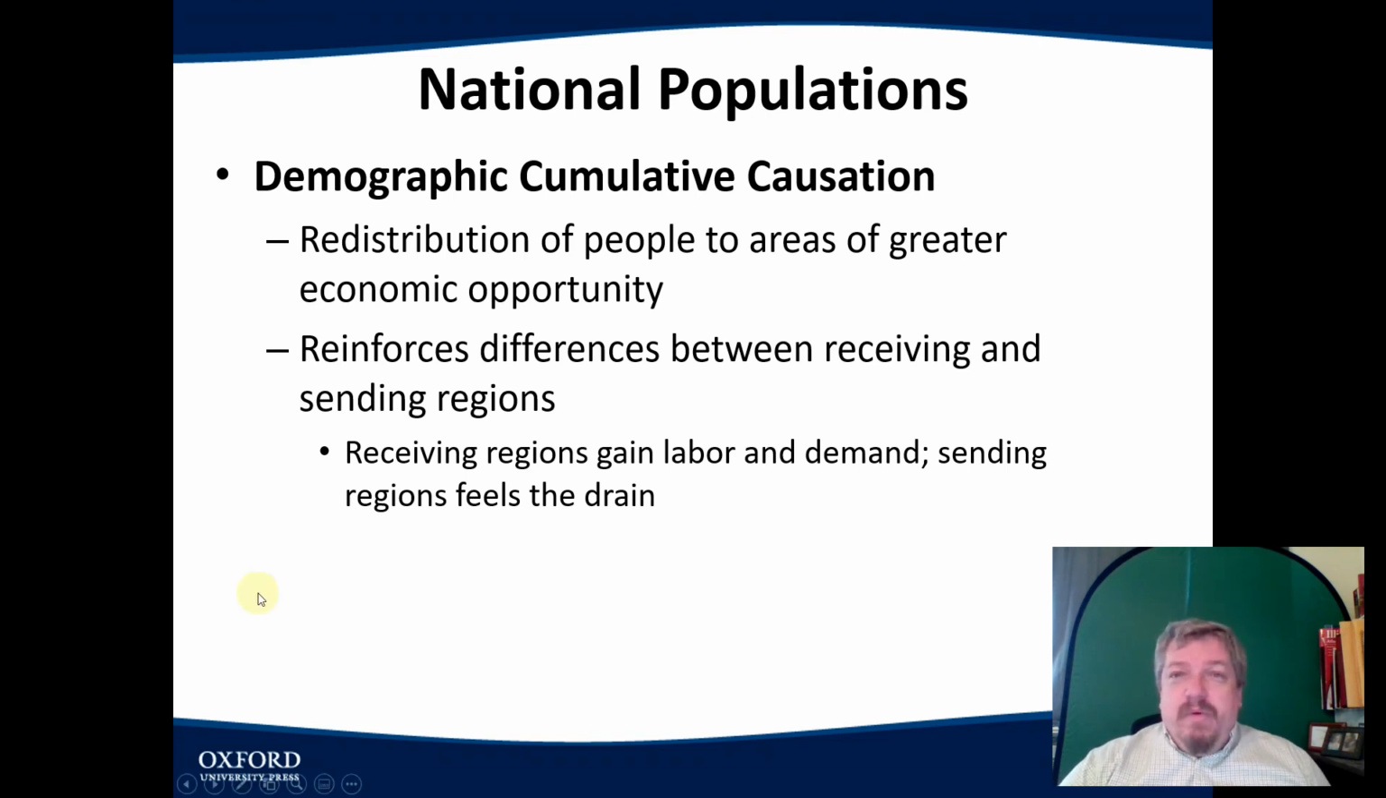So just like with the economic activity, right? The areas that are gaining that labor, they gain demand, they get growth. And in our country, with people, you get more political power because the more people you have, the more congressmen you get, where some areas feel the drain.